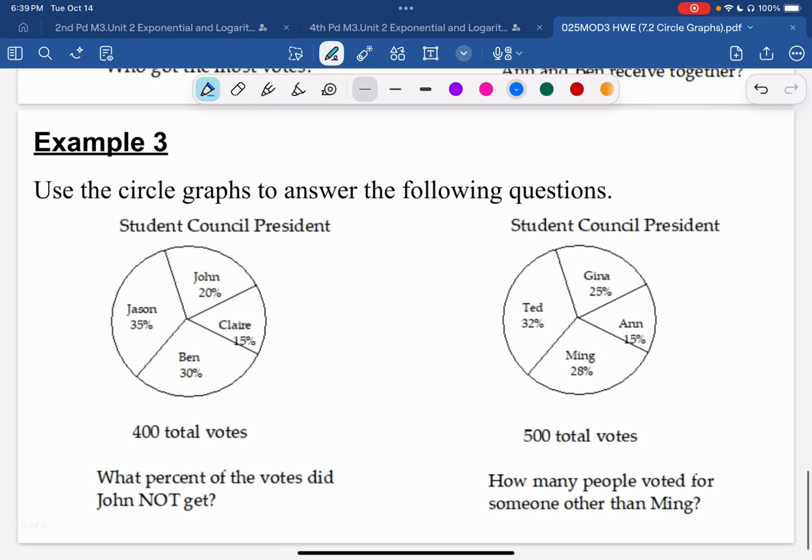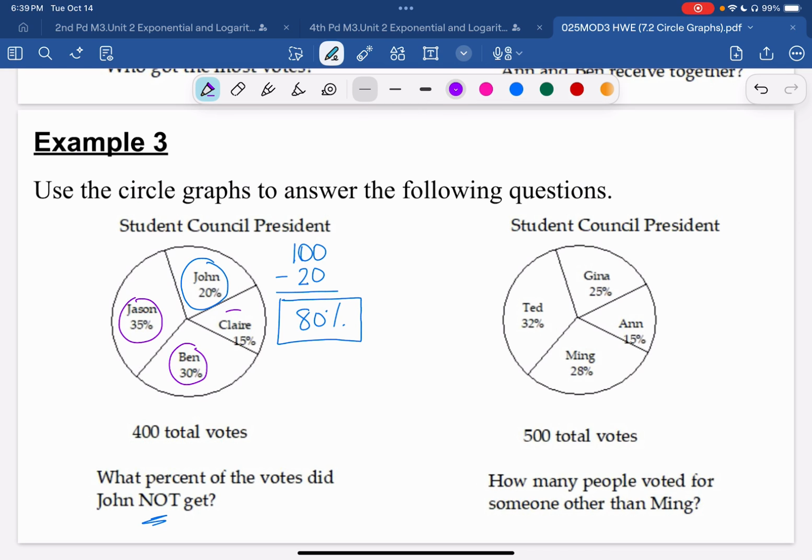Two more. So this question says, what percent of the votes did John not get? So if John got 20% of the votes, and altogether it's 100%, well, that tells me that he only got 20. That leaves 80% left over. So that's one way to do a problem like this. Another way would have been to add up all of the other votes, which would have also added up to 80%.